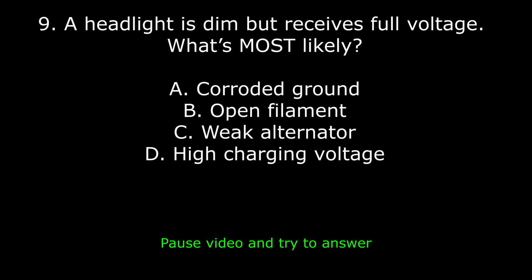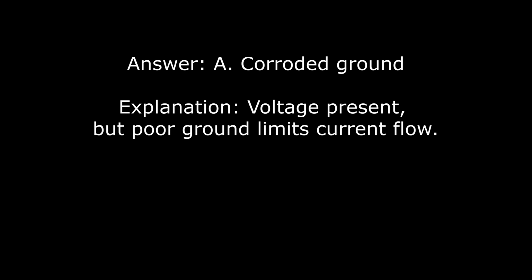9. A headlight is dim but receives full voltage. What's most likely? A. Corroded ground. B. Open filament. C. Weak alternator. Or D. High charging voltage. Answer: A. Corroded ground. Explanation: voltage present but poor ground limits current flow.